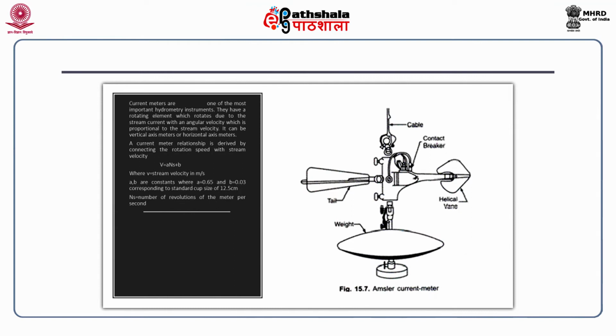Now, this current meter is essentially used to measure the velocity. When I am talking in terms of velocity, this current meter is a very standardized instrument which rotates on its axle, as you can see, and as it rotates on its axle, the number of rotations that it does in 1 second or 1 minute, those are noted.